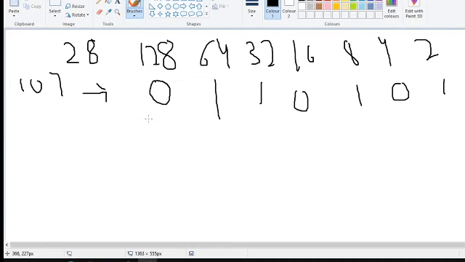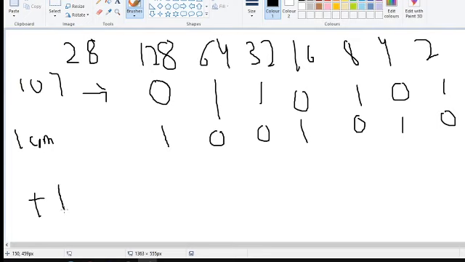That is 107 in binary. So basically what you do after this is you do 1's complement, which would be 1, 0, 0, 1, 0, 1, 0, 0. Then you plus 1. So it's 1, 0, 0, 1, 0, 1, 0, 1. And that is how you do it.